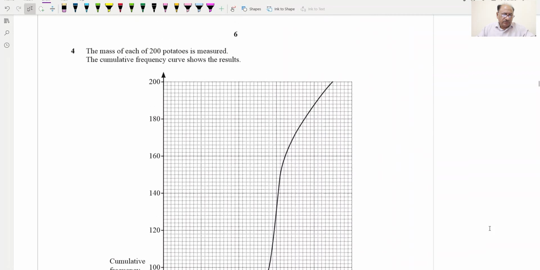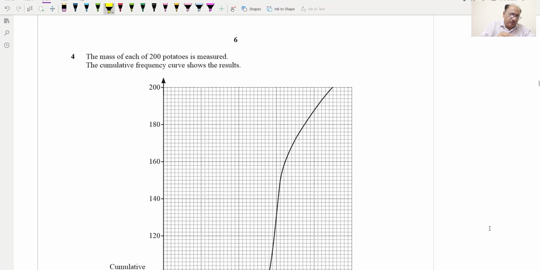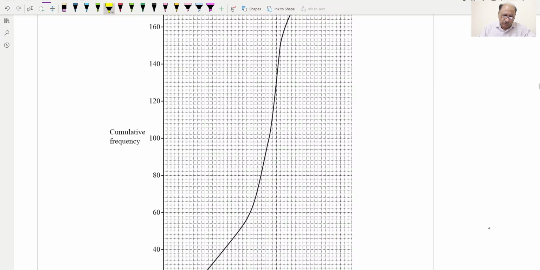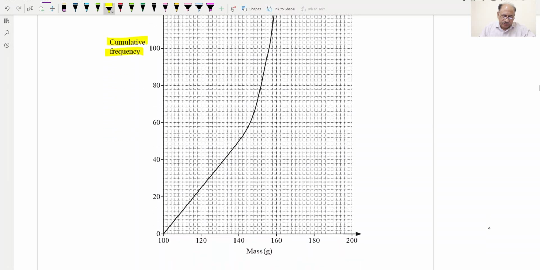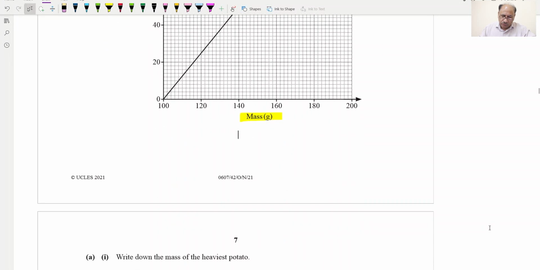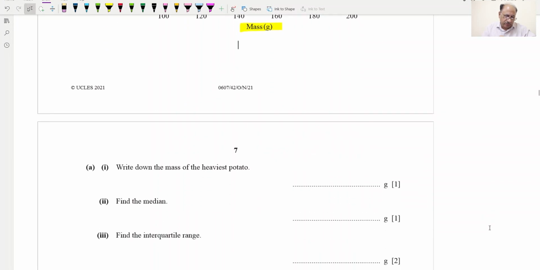Now question number 7 is a cumulative frequency curve. The mass of each of 200 potatoes is measured. The cumulative frequency curve shows the results, and this is the diagram provided. The cumulative frequency curve is given, and on the y-axis we are taking cumulative frequency, and on the x-axis they have taken mass in grams.